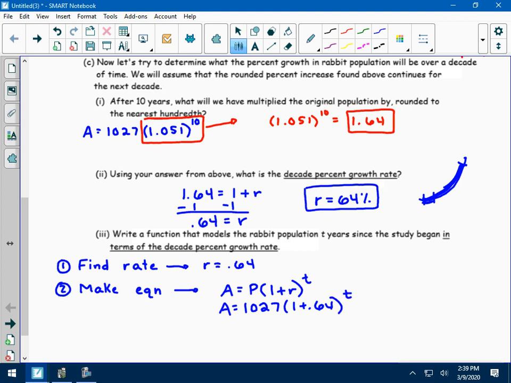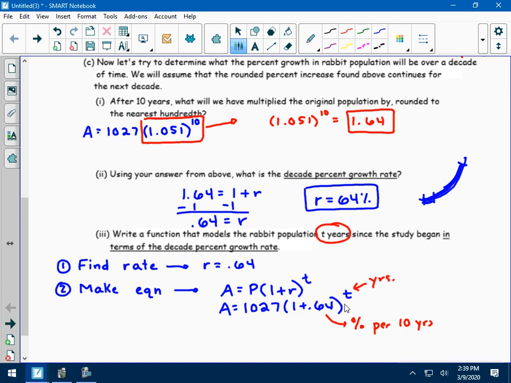But that's not actually my answer. And it's because of what I talked about earlier. This 0.64 is the percent per what? Per 10 years or per decade. What's this problem say that T should be in? T is in years.